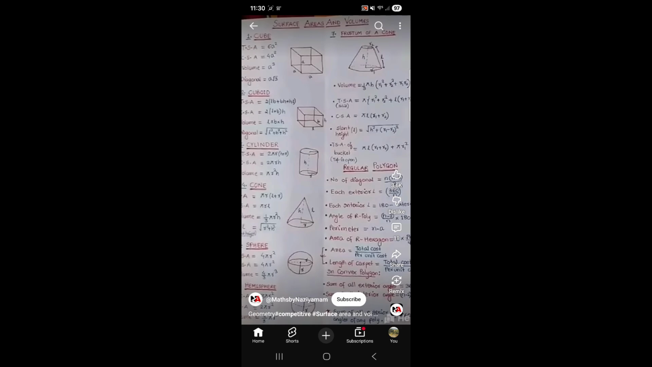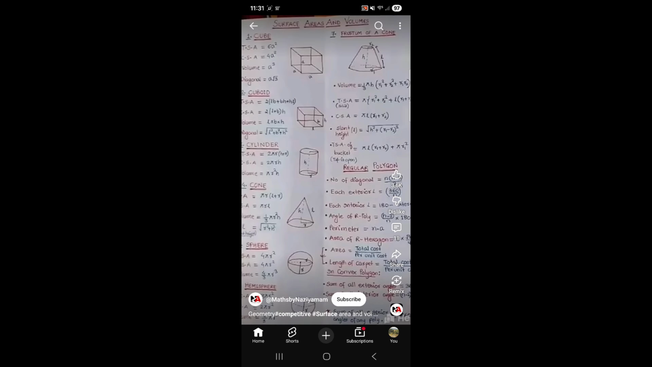The cone would be pi times the radius times length plus radius in parentheses. Then C.S.A. is equal to pi times the radius times length. Volume would be 1/3 times pi r squared times height. Then the slant height would be the square root of radius squared plus height squared.